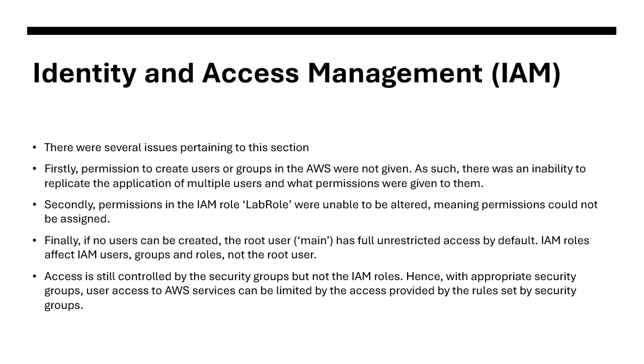Since no users could be created, we were stuck using the root user, which was named main, and that had unrestricted access by default, which the IAM role does not affect at all. But the access to AWS services was still controlled by security groups. So with the rules set by security groups, you could limit access of the root user to AWS services.